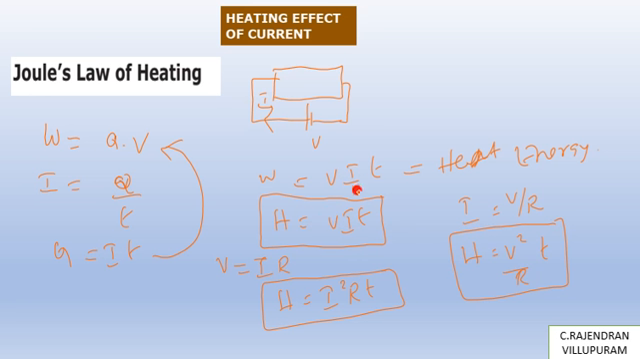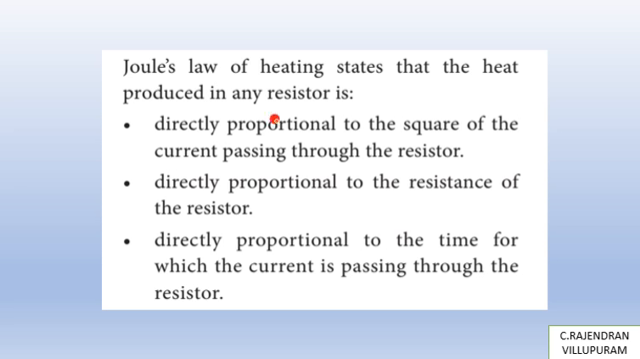From this, you have to define what is Joule's law. Now from this we are going to say what Joule's law is. So out of these 3 equations, I use the equation H is equal to I squared RT. This equation states that if a current flows through the conductor, the heat produced in any resistor or any conductor, that is H, is directly proportional to the square of the current, that is I squared, directly proportional to the resistance R of the circuit, and directly proportional to time. So by combining all these, H is proportional to I squared RT.